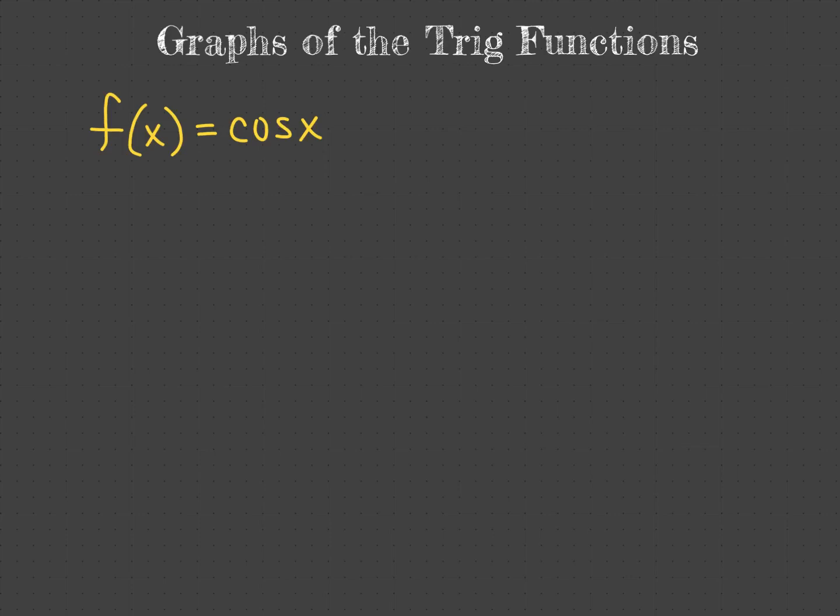Welcome to Graphing Trig Functions. We are going to start with the graphs of cosine and sine and learn a little bit about them, talk about amplitude, period, phase shift, and vertical shifting, and then do some examples. Then briefly, to end the video, we will take a look at the parent graphs for the remaining four trig functions. So let's get started with f of x equals cosine x, the parent graph for the cosine function.